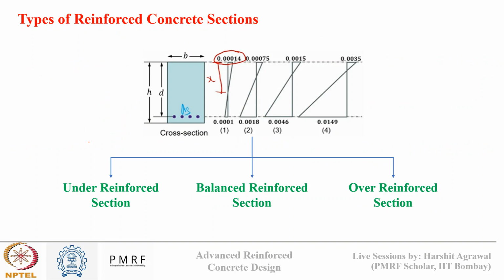Now, based on strain in steel, when strain in concrete reaches this ultimate value of 0.0035, we saw different types of RC sections: under reinforced section, balanced reinforced section, and over reinforced section. In an under reinforced section, we say steel yielding is happening before concrete crushing. Steel will reach its ultimate strain value of say 0.0025 before concrete reaches the ultimate value of 0.0035.